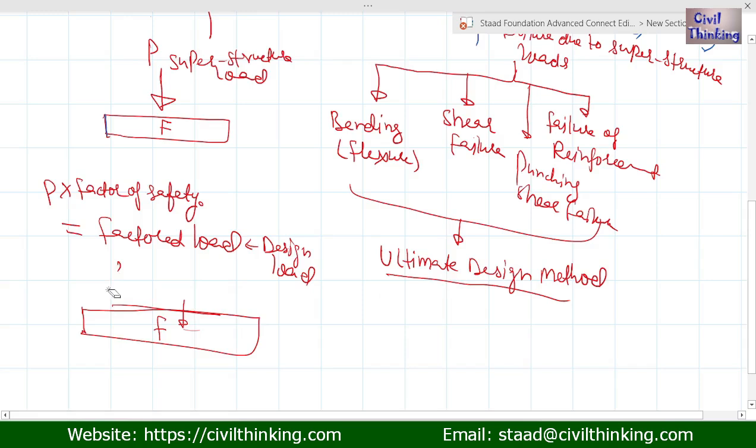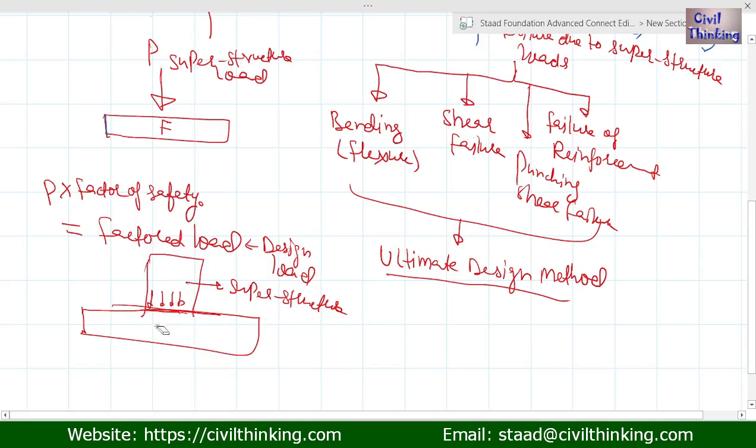Then we have punching. This is our superstructure. If the shear strength of the foundation is less than the shear induced by the superstructure, it will cause the failure of the foundation, and the superstructure will punch inside the foundation. We call this punching failure. It happens because the shear strength of the foundation is less, so we have to do the check to avoid punching shear.